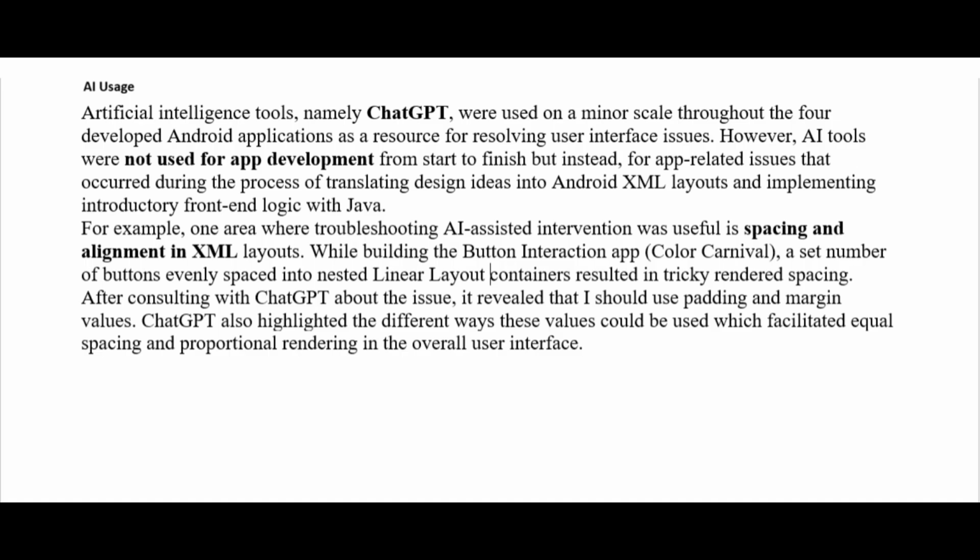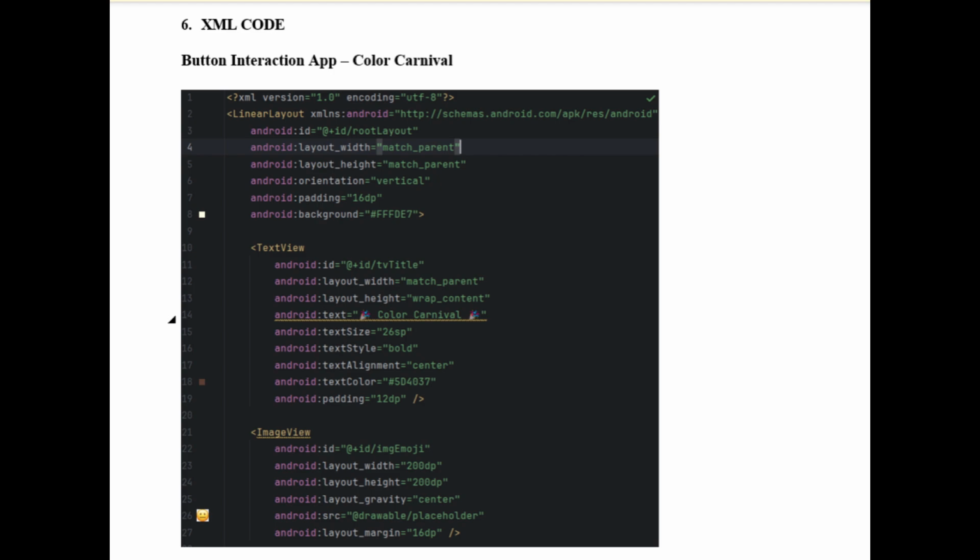I used AI tools like ChatGPT sparingly, mainly for problem solving and clarification, not full development. Examples include fixing spacing and alignment issues using padding and margins, implementing input validation to prevent crashes, confirming dynamic content updates for the catalog app, and improving error feedback in the login app. AI acted as a support tool, helping refine logic and UI decisions rather than replacing development work.